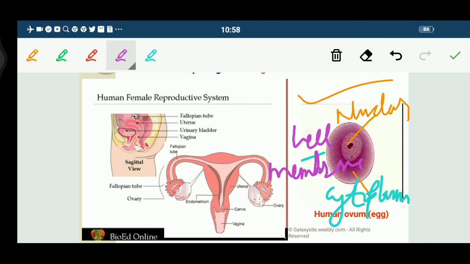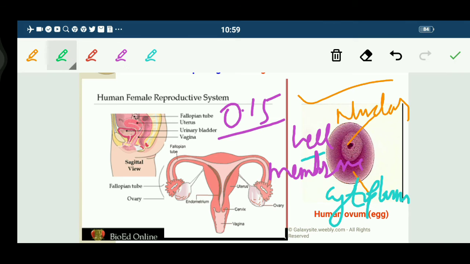This becomes cell membrane. So we have nucleus, cytoplasm, cell membrane. Fine. And talking about the structure, an ovum or egg is round and is about 0.15 mm in diameter. Remember this thing, bache. And the ovum or egg is also a single cell having a nucleus, cytoplasm and cell membrane.